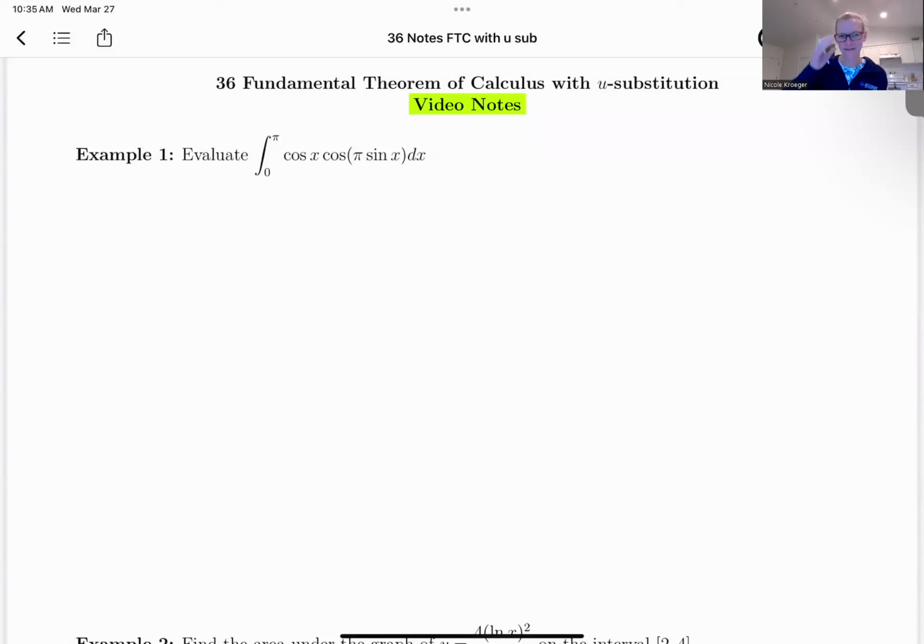Today we're going to get some practice using the fundamental theorem of calculus together with u-substitution. And this is really going to be nothing different than what we were doing last time, because last time we said, okay, find an antiderivative and then plug our numbers in and subtract. Well, sometimes finding the antiderivative might involve something like u-substitution.